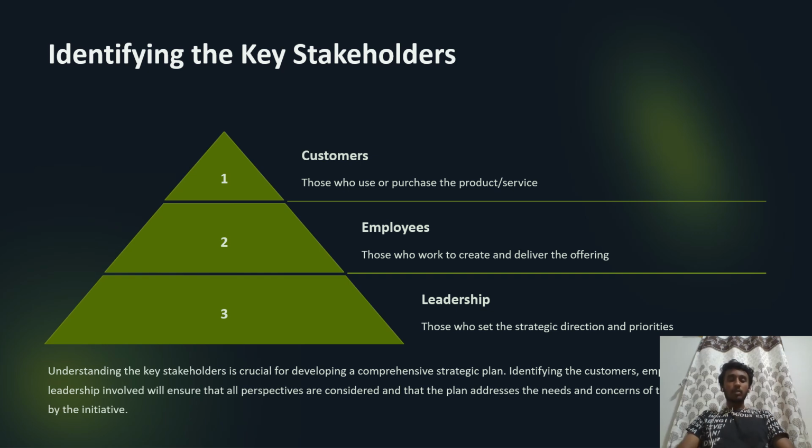Understanding the key stakeholders is crucial for developing a comprehensive strategic plan. Identifying the customers, employees, and leadership involved will ensure that all perspectives are considered, so that the plan addresses the needs and concerns of those affected by the initiative.